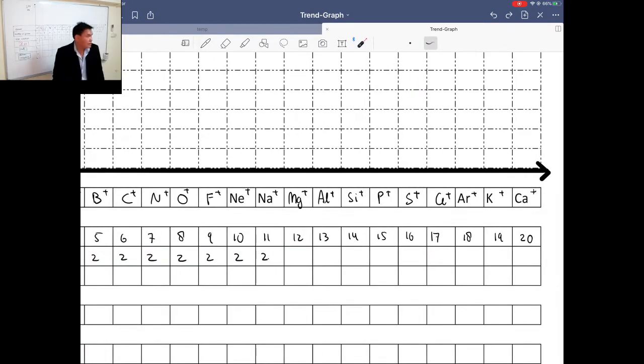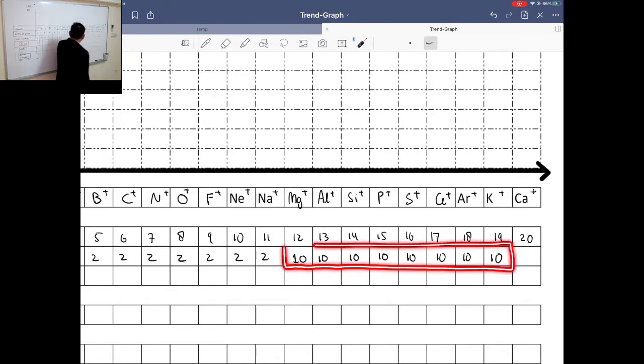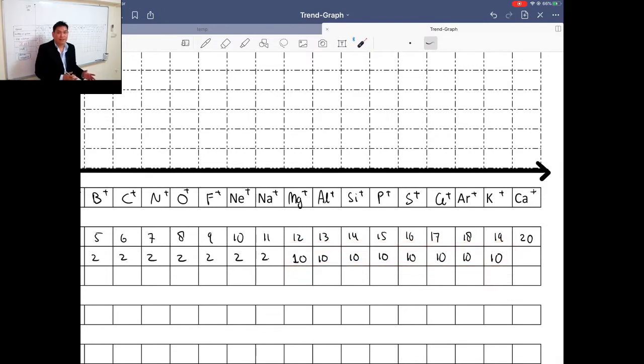From Mg+ all the way until K+, they will have 10 inner electrons. In the case of Mg+, it has 11 electrons: 10 on the first and second shells, and 1 on the third shell. So the inner electron is counted as 10. In the case of K+, it has 18 electrons: 10 on the first and second shells and 8 on the third shell. In the case of Ca+, you have 18 inner electrons.